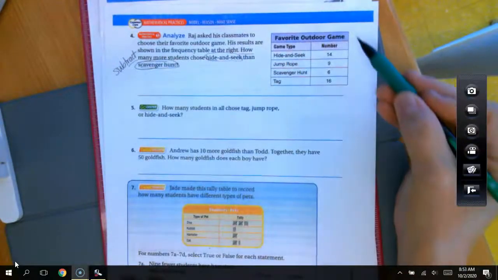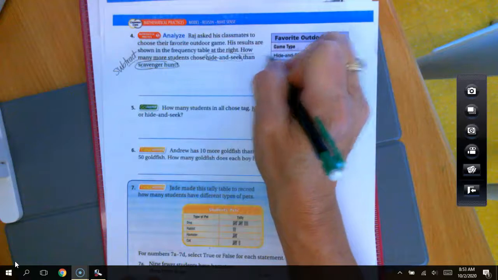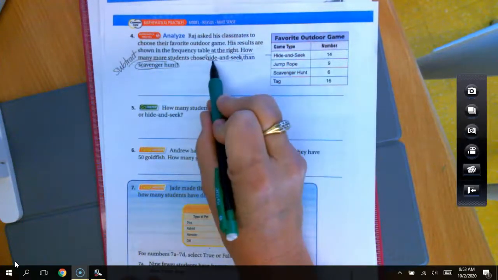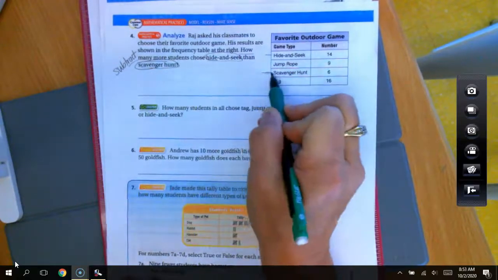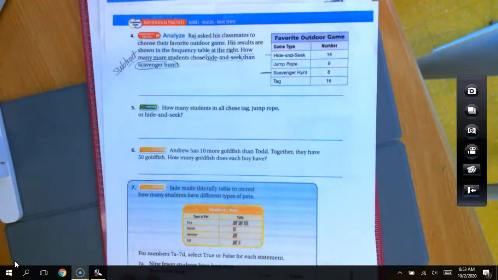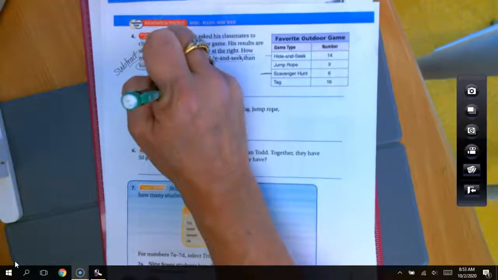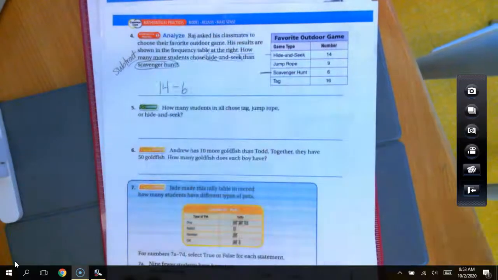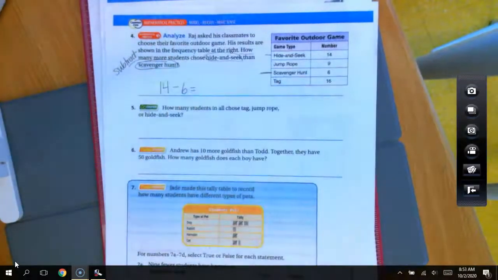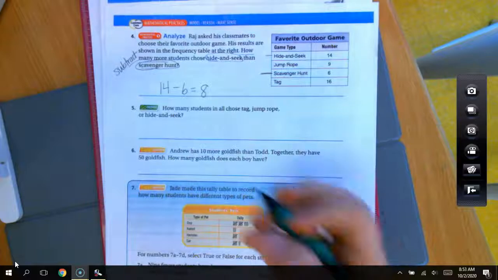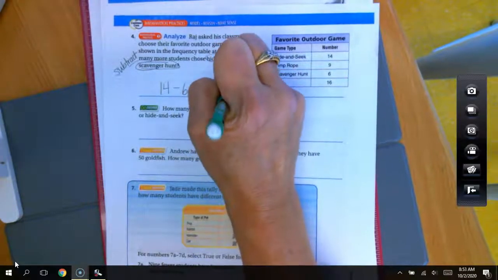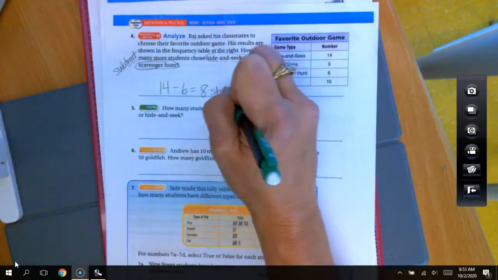I'm going to subtract hide and seek than the scavenger hunt. So I have to go over to my frequency table, and I'm only looking at hide and seek, match the words, hide and seek. Scavenger hunt, scavenger hunt. Those are the only 2 I care about right now. And I know how many more means to subtract. So I need to subtract 14 minus 6. Boys and girls, what is 14 minus 6? You guessed it, 8. So 8 more students chose hide and seek than scavenger hunt.